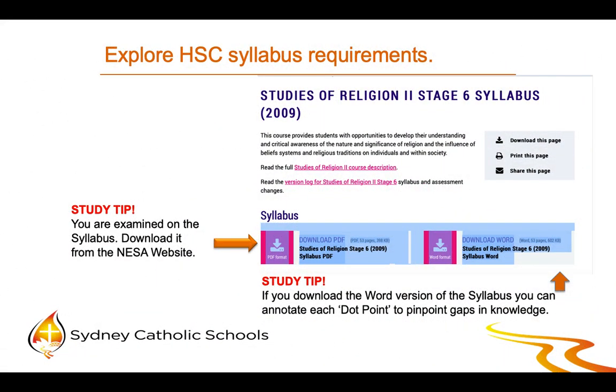Now, click on the link that says Download Word Studies of Religion Stage 6 2009 Syllabus Word. I suggest you download the Word version as you can then use it to help you with study. You see, you'll be examined on what is in the syllabus. In the Word version of the syllabus you can annotate or make notes under each dot point. You can change the font colour, the font itself, even the size, in order to make your notes stand out.